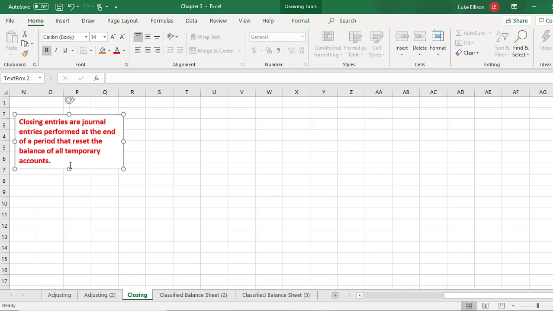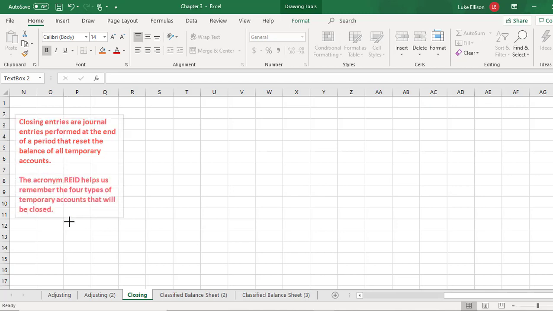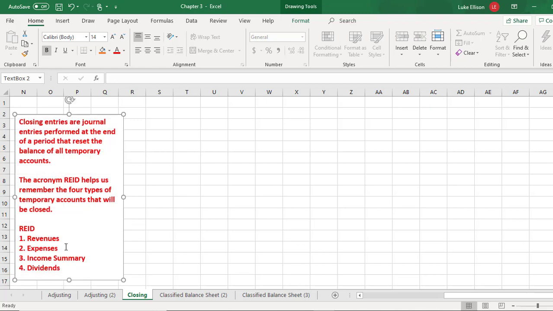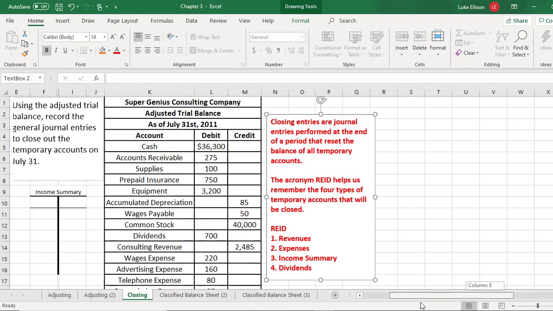Now there are four types of accounts that need to be closed, and the acronym READ helps us to remember the four types of temporary accounts that will be closed. So READ right here, spelled R-E-I-D, is an acronym where each letter stands for a different type of account that will be closed. And the four types of accounts are R for revenues, E for expenses, I for income summary, which is a special account that's only used as part of the closing process, and D for dividends. So now I'll show you how we do the closing process with an actual problem here.